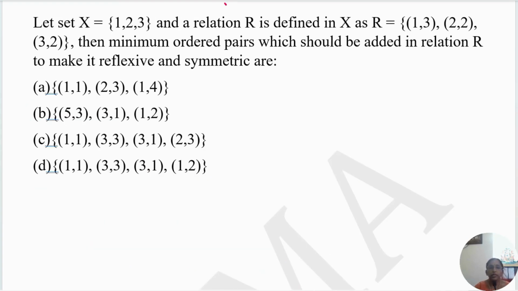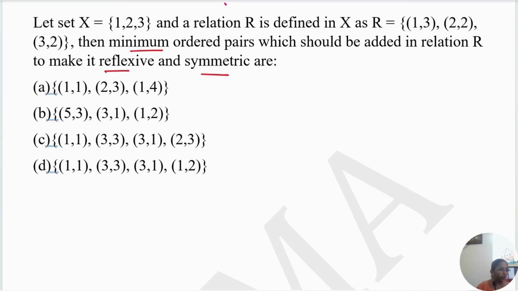Look at this question. This type of question is very famous in board exams. Let's say X is equal to 1, 2, 3 and a relation R is defined and given to us. Find the minimum ordered pairs which should be added to the relation R to make it reflexive and symmetric. So here R is given as 1, 3, 2, 2, 3, 2. So we have to identify the ordered pairs to be added.